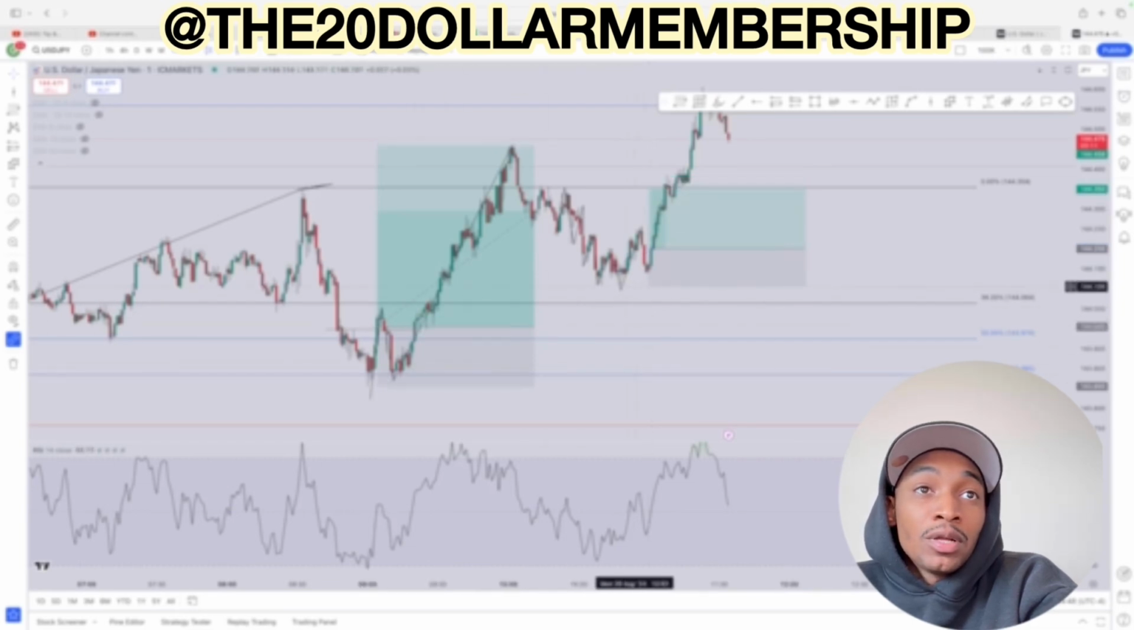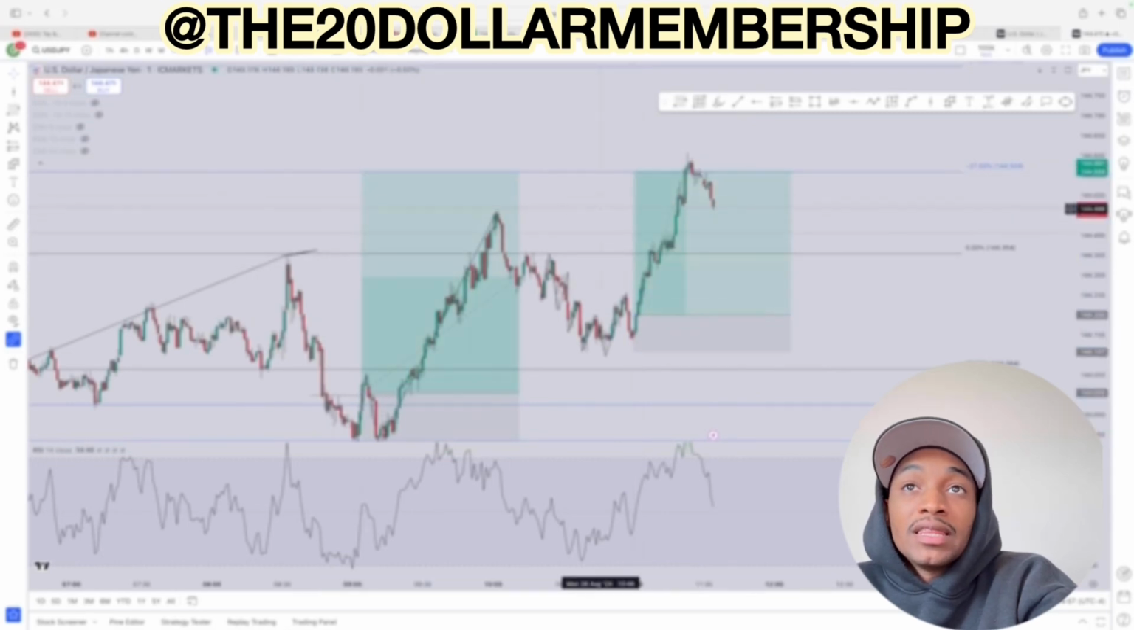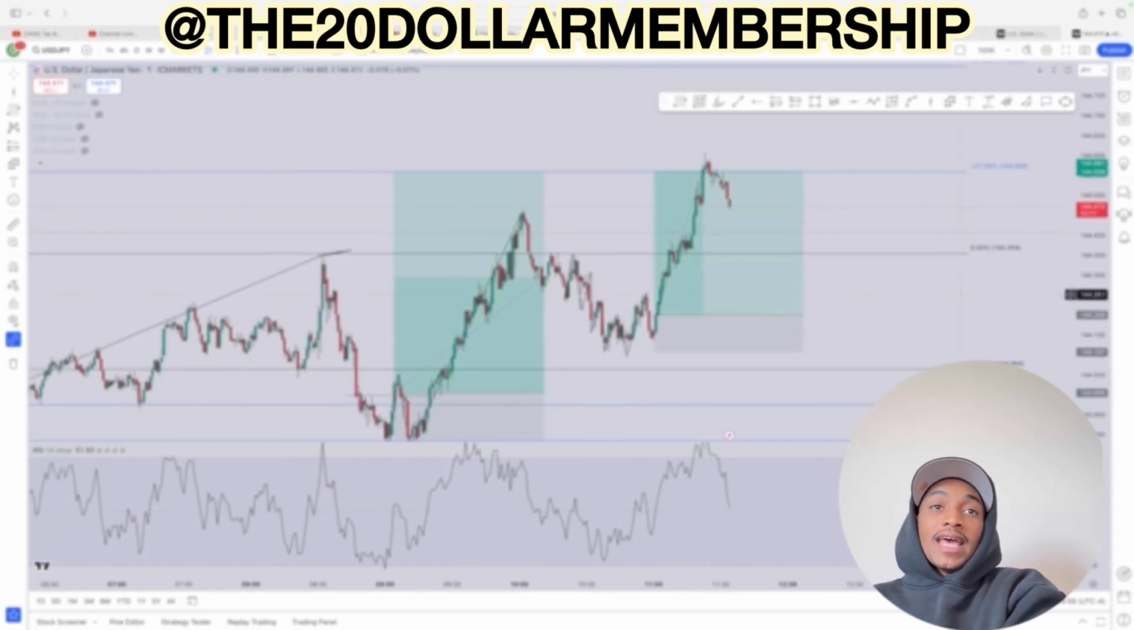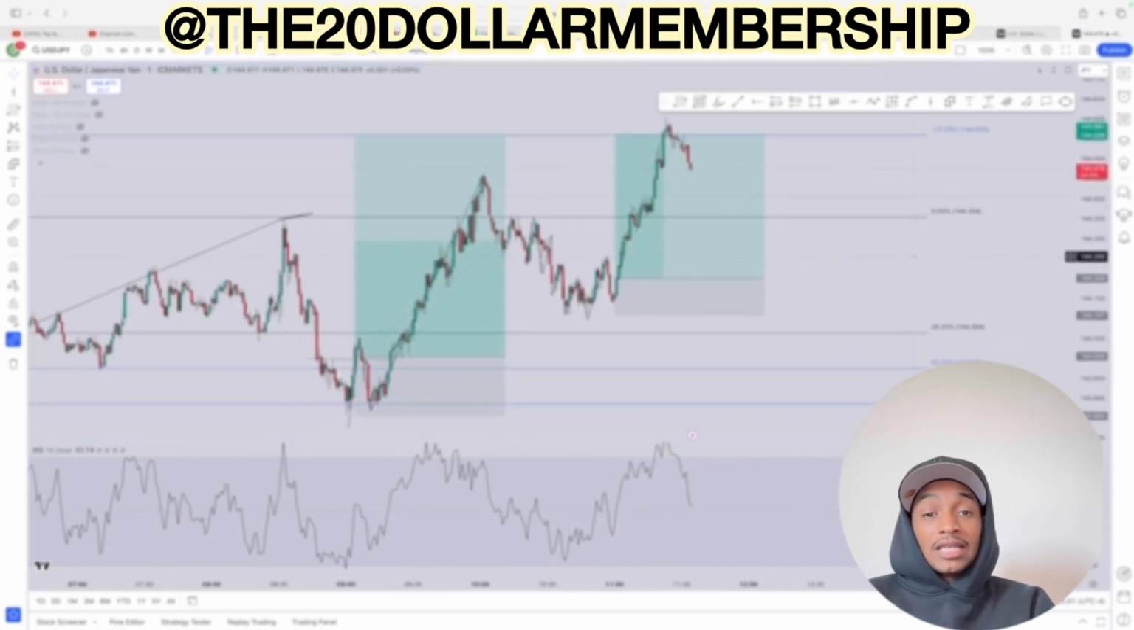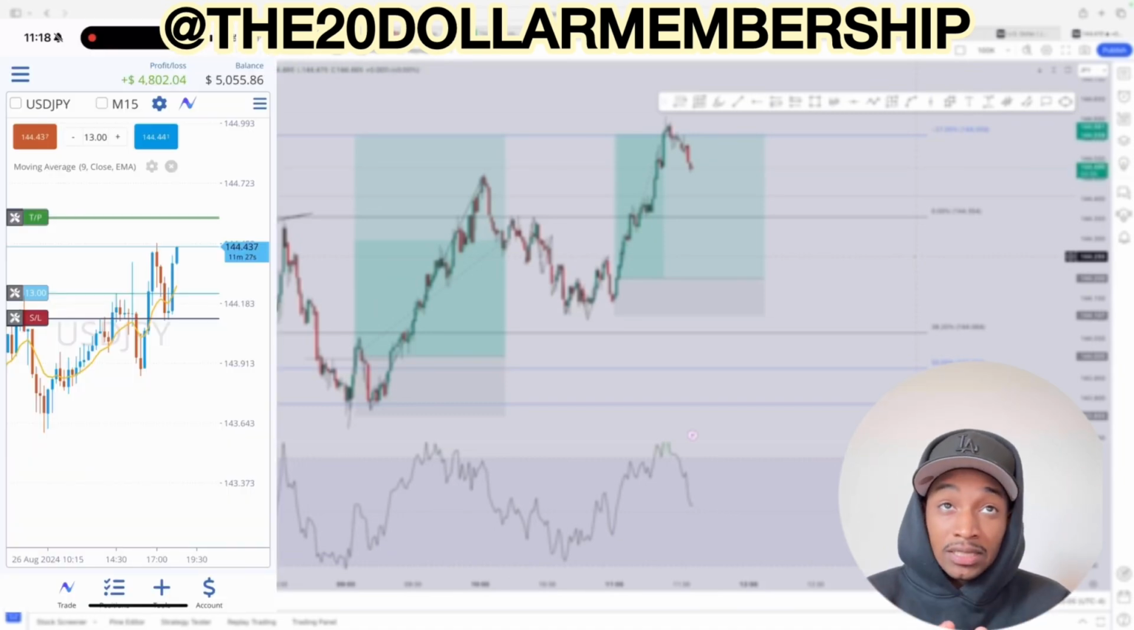I moved this stop loss up to this area, so I was in profit over here. And then I took my profit on both of these at the negative 27, and that's how I made $5,000. I also screen recorded it. I'm going to show that right here, so you guys can see that.